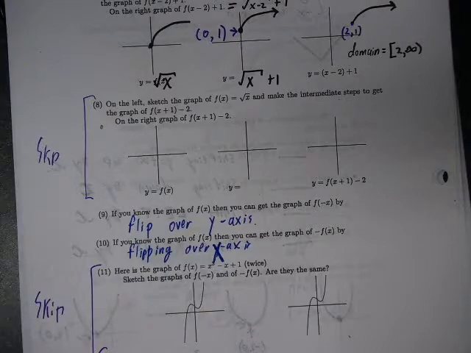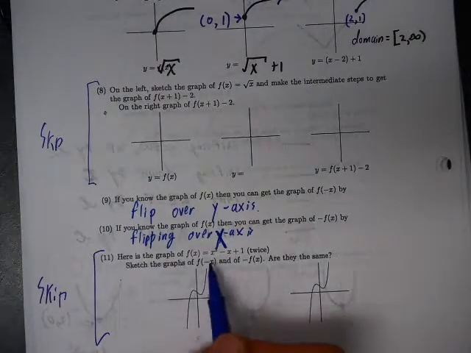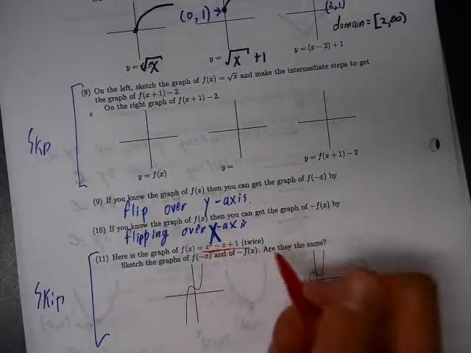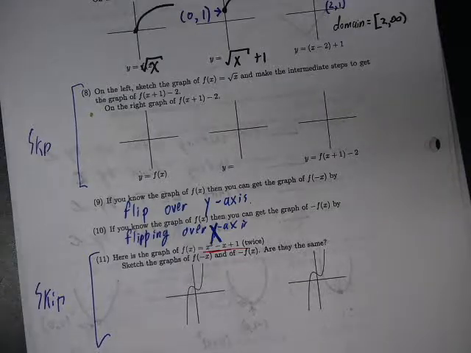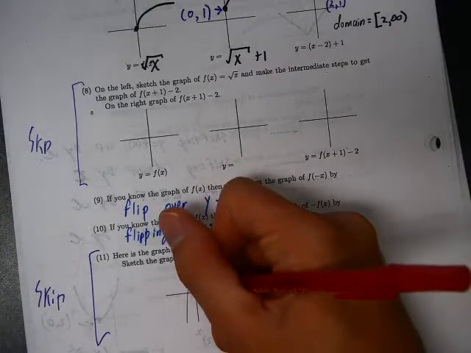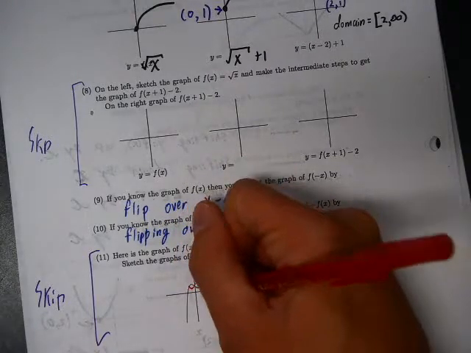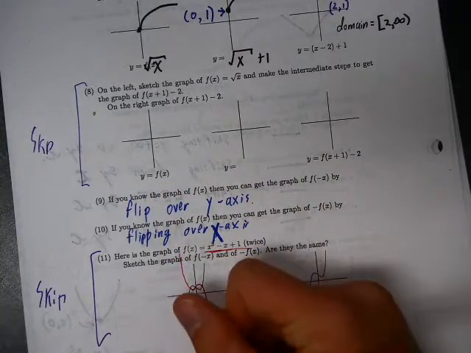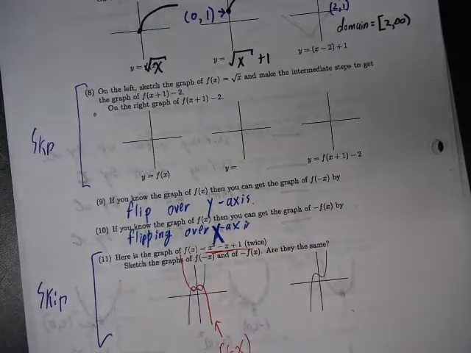So I know it says skip, but I think I'll do it anyway. So provided here is the graph of f of x equals x cubed minus x plus 1. There are two copies of it. So if I want to sketch the graph of f of negative x, what do I need to do? Flip over the y-axis, like it says. And you do that, so this little downward hump will become a downward hump on the other side. This upward hump will become an upward hump on the other side. So there's the graph of y equals f of negative x.